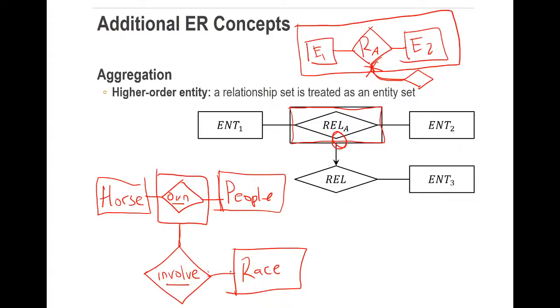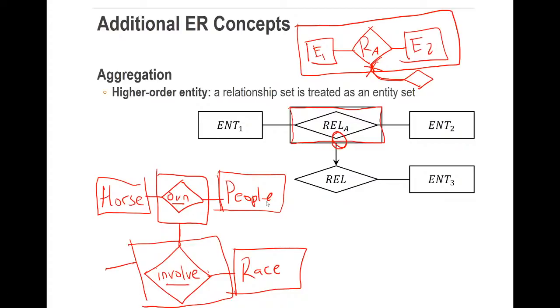All right? So if you want to talk about the people who are only involved in the race, then yes, you need to make this to be a box. Then this can be involved in another relationship. Okay, so that's basically that.